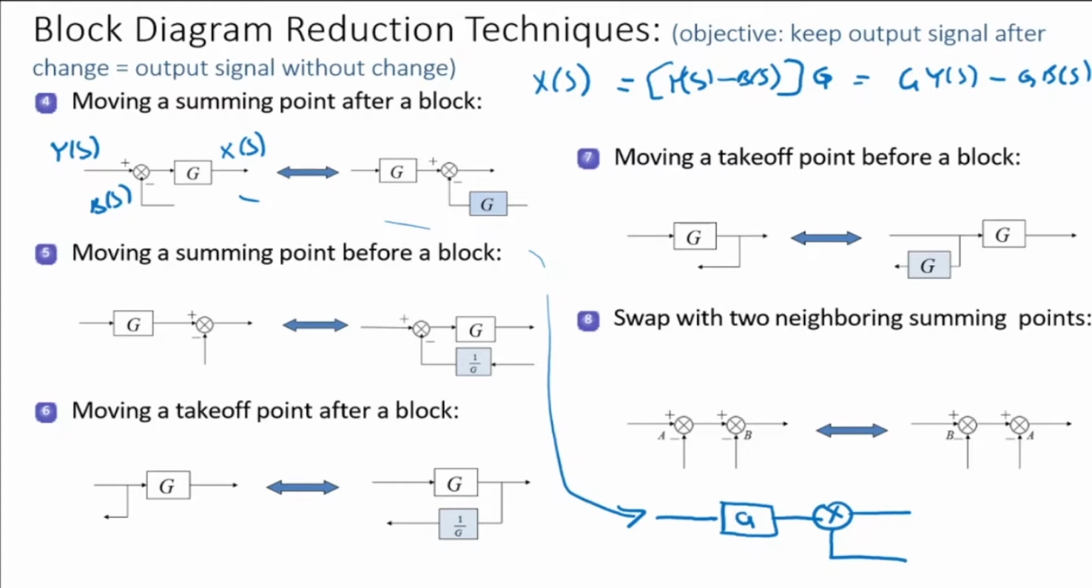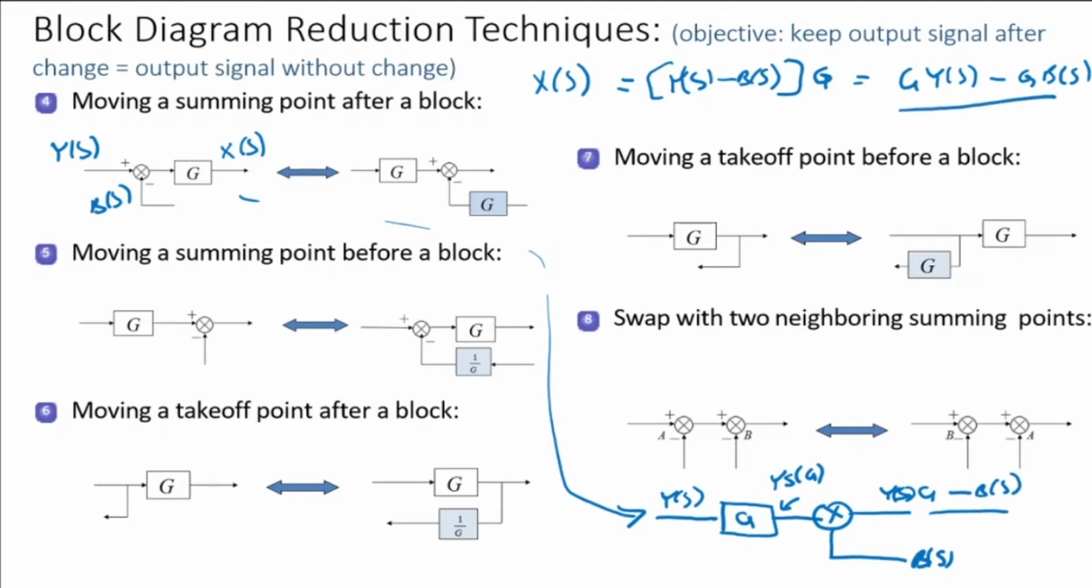Now we see what is the signal that is coming out here. This is my YS, so YS into GS will come here, at this point. Now what is the feedback from here? It is BS. So what is going to be the signal which is coming out of this? It is going to become YS into G, minus BS. So I have just shifted the summing block forward.